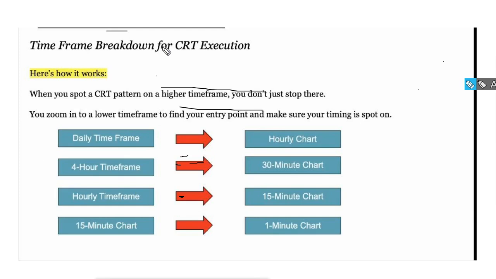So here is the time frame breakdown for the CRT pattern. When you spot a CRT pattern on a higher time frame, you don't just stop there. I told you earlier, you zoom into a lower time frame to find your entry point and make sure your timing is spot on. Mark this, take note of this. If you want to trade the daily CRT, the lower time frame you're working with is going to be your hourly chart. If you are trading the 4 hour time frame, the lower time frame you're going to work with is going to be your 30 minutes.